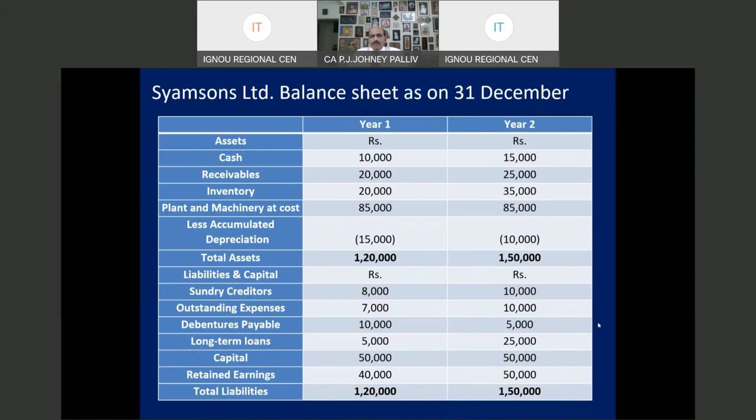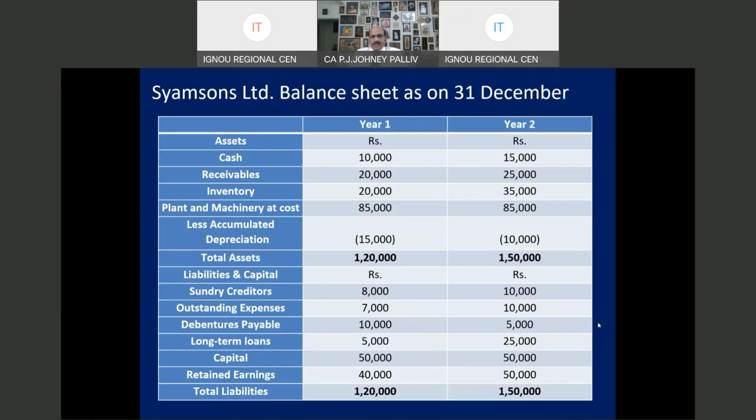Therefore, in the asset side, total 10 plus 20 plus 20 plus 75 is equal to 120. 15 plus 25 plus 35 plus 75 is equal to 150. This is the balance sheet asset side. Now we will go to the liability side of the balance sheet.